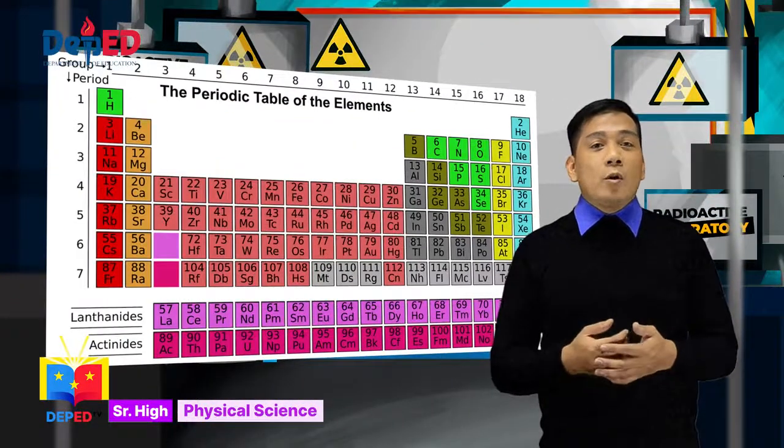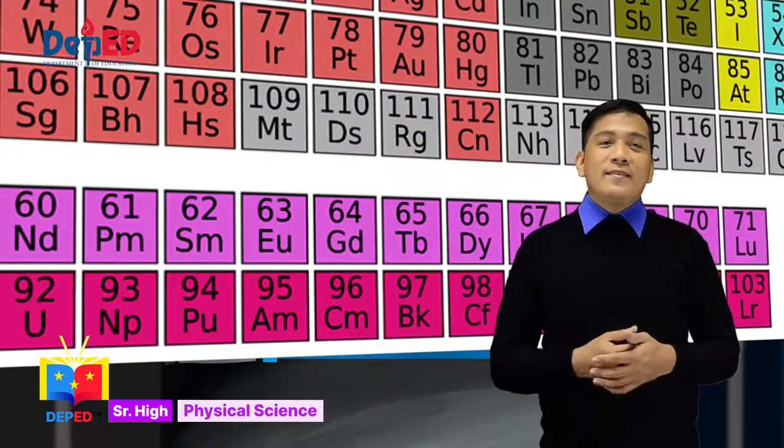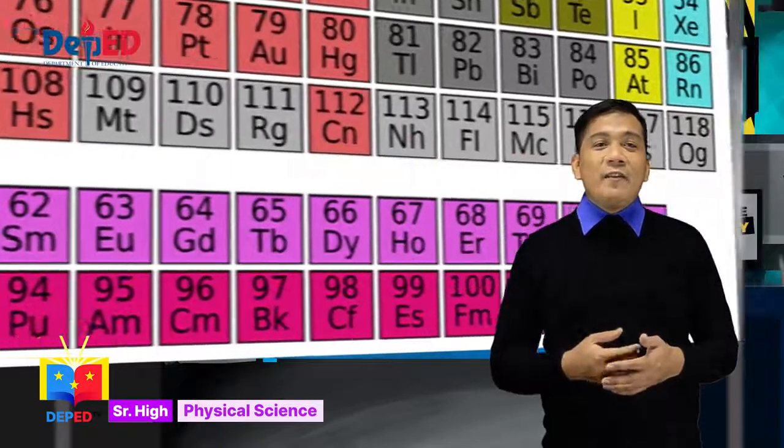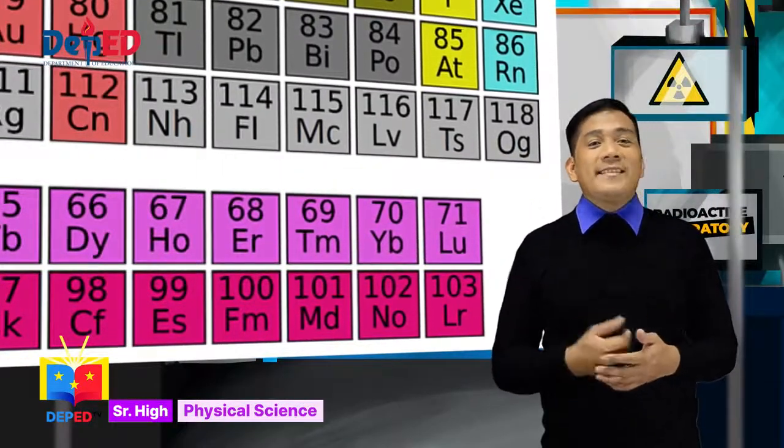Element 95 was synthesized by neutron capture. 2 neutrons were absorbed by element 94. Then, 1 neutron turns into a proton. Elements 96, 97, 98, and 101 were synthesized through alpha particle bombardment in a cyclotron.